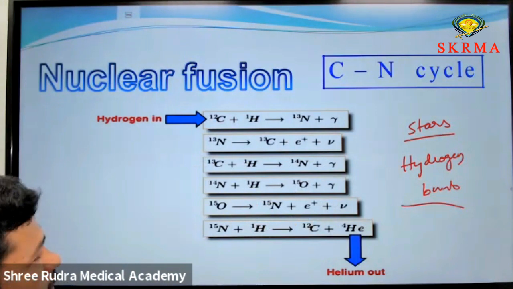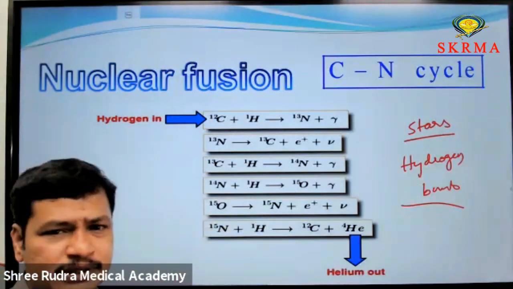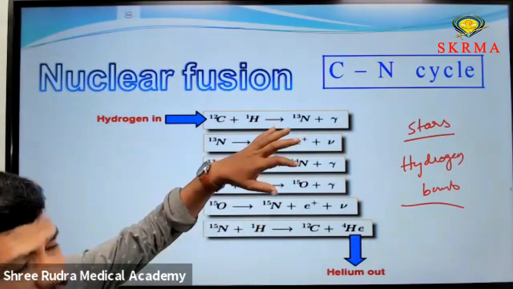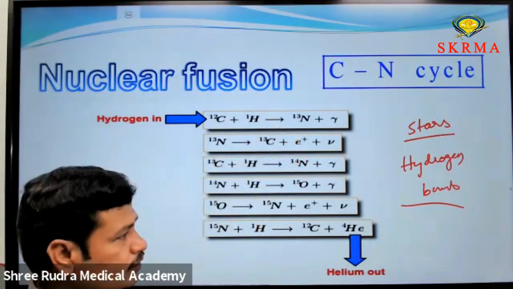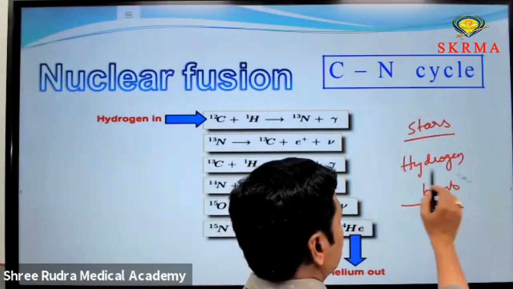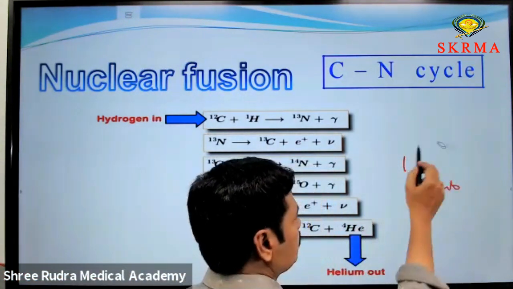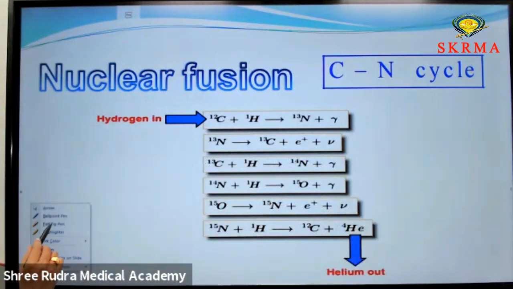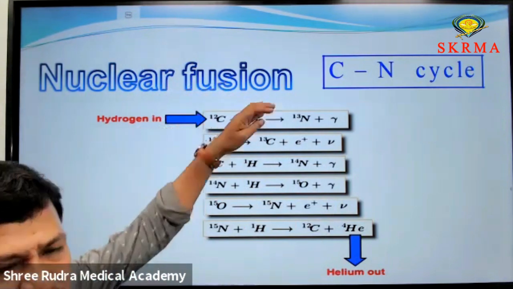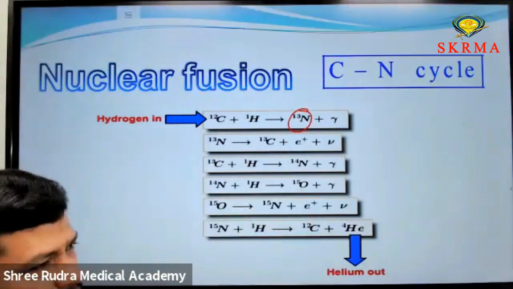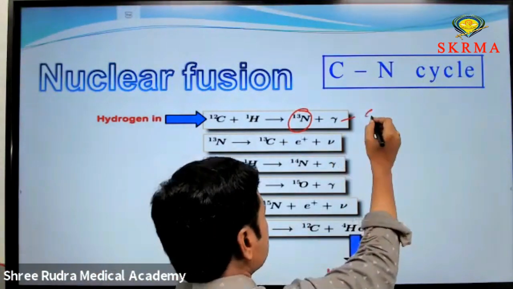In stars, two types of cycles generally occur every time. The first one is called the carbon-nitrogen cycle. In the carbon-nitrogen cycle, the carbon reacts with the proton and produces nitrogen-13 plus gamma, and some energy is released.